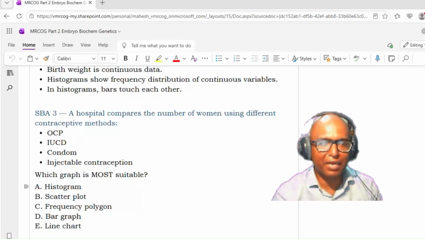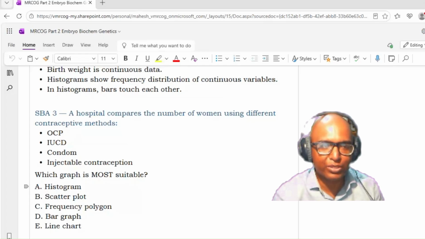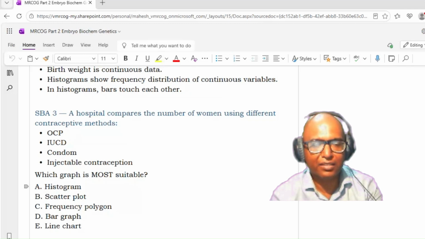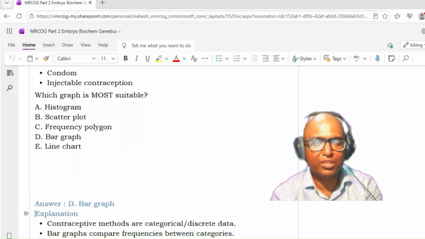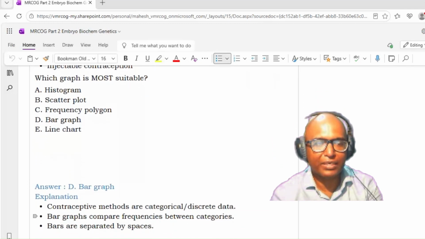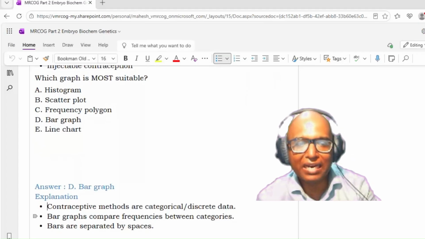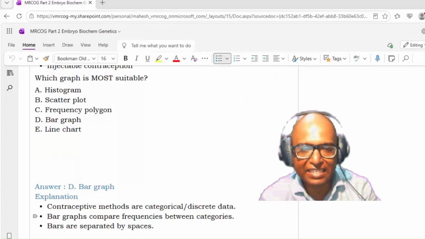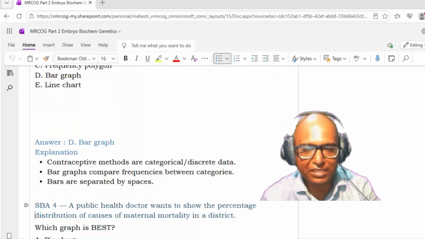No, here it will be bar because every category is separate. OCP is separate, IUCD is separate, condoms is separate. So it will be a bar graph. Contraceptive methods are categorical or discrete data. Bar graphs compare frequencies between the categories. Bars are separated by spaces.